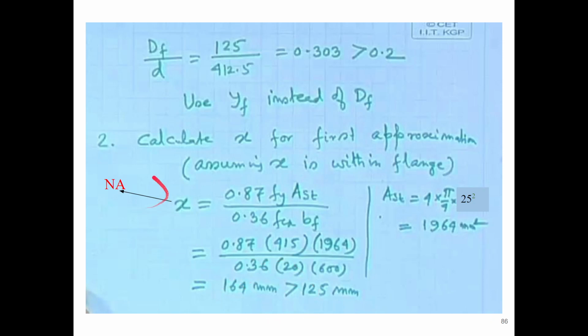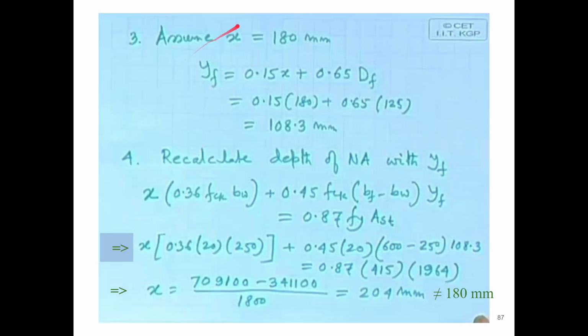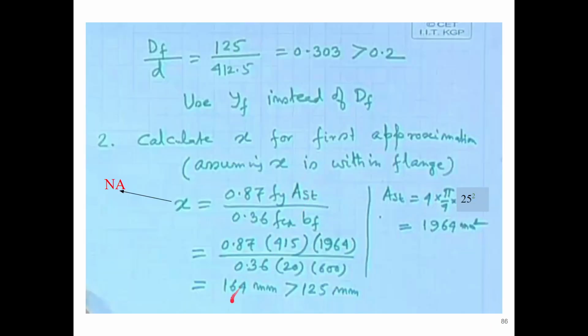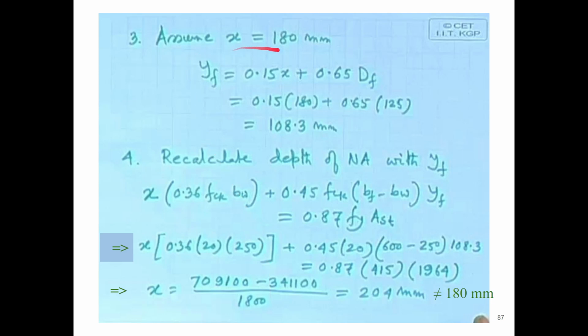So that also means that this x value is wrong. We have to calculate the neutral axis again. For this we will be using trial and error. Because it is 164, let us assume that the x value is 180 mm.